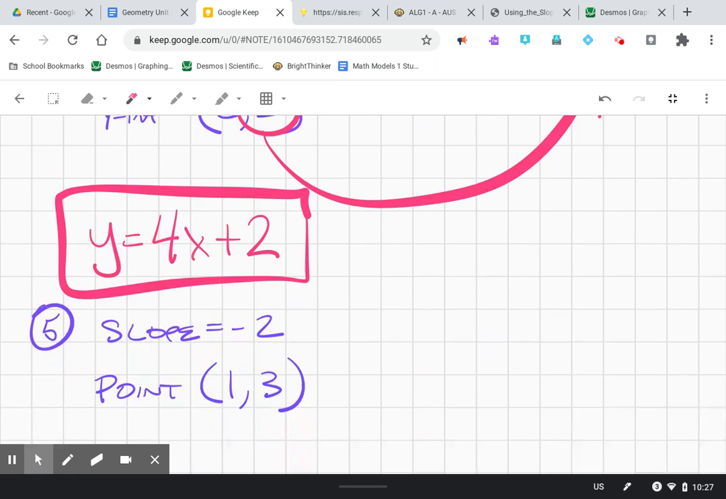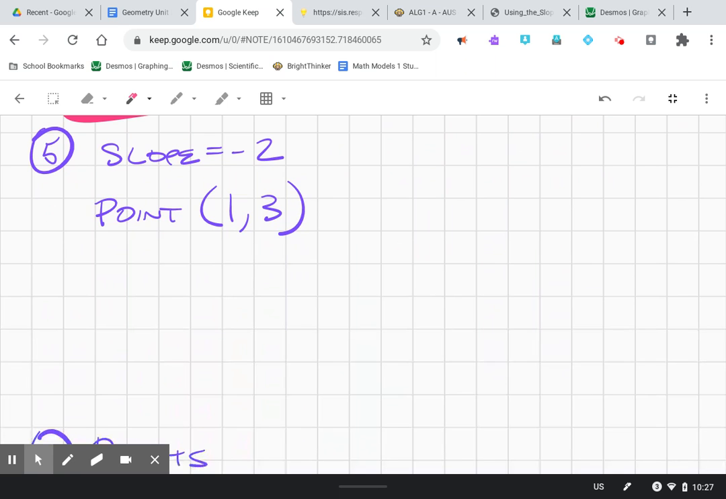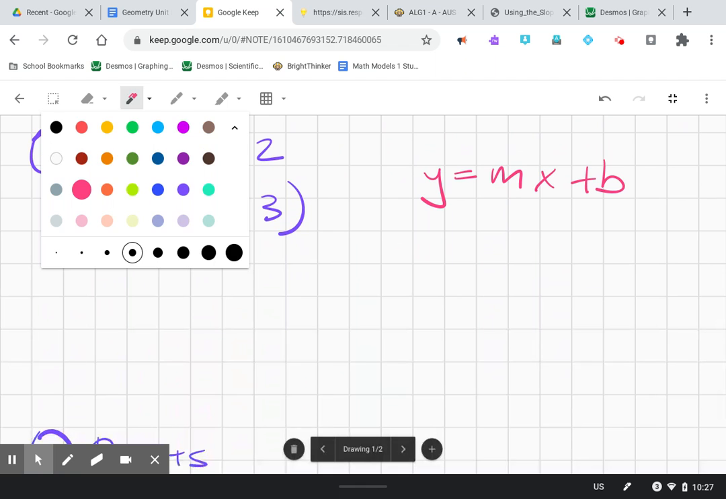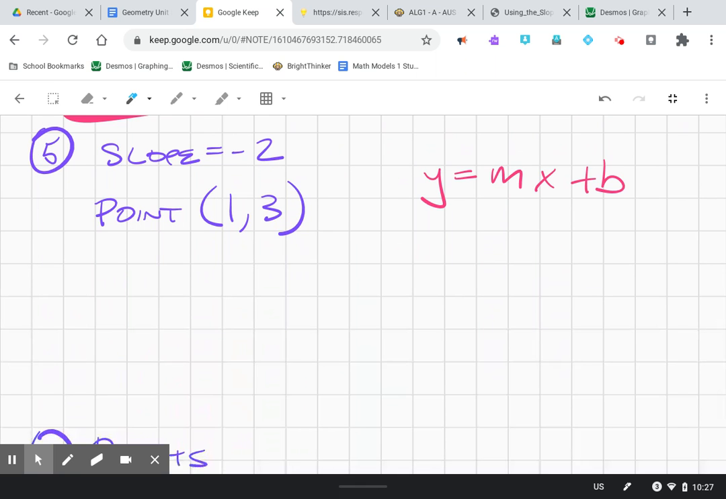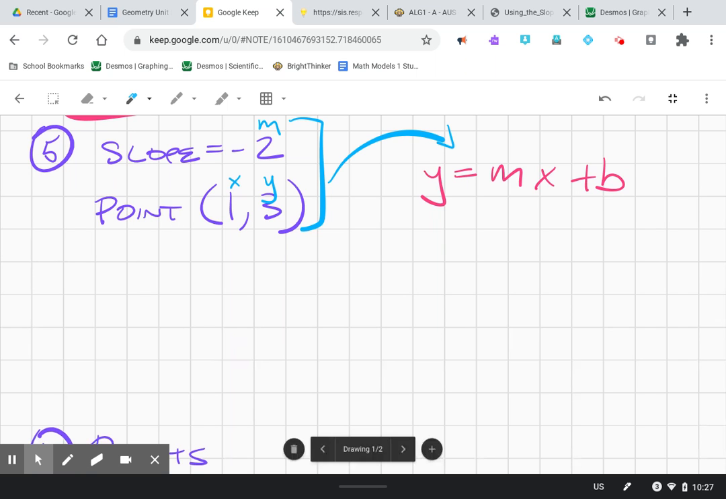Now, what if they don't give me the y-intercept? What if they just give me a random point? Okay, well, we still know what our slope is. Let's write our equation over here. They give us another point. So in this instance, what you're going to do is take all of these numbers and plug them in for x, for y, and for m. Sorry about that, it's a little messy. So I'm going to take those values and plug them into this equation. So let's look at what happens.